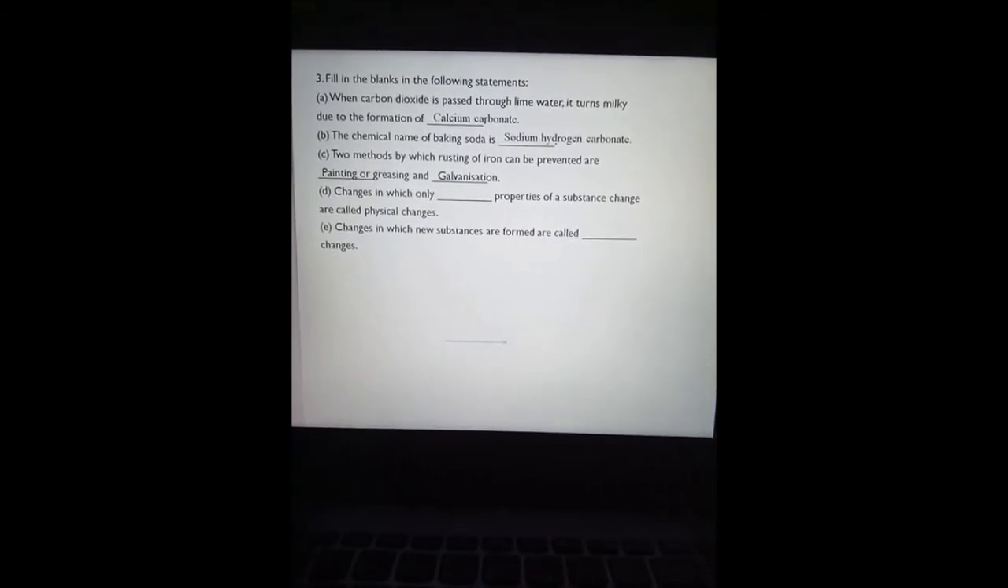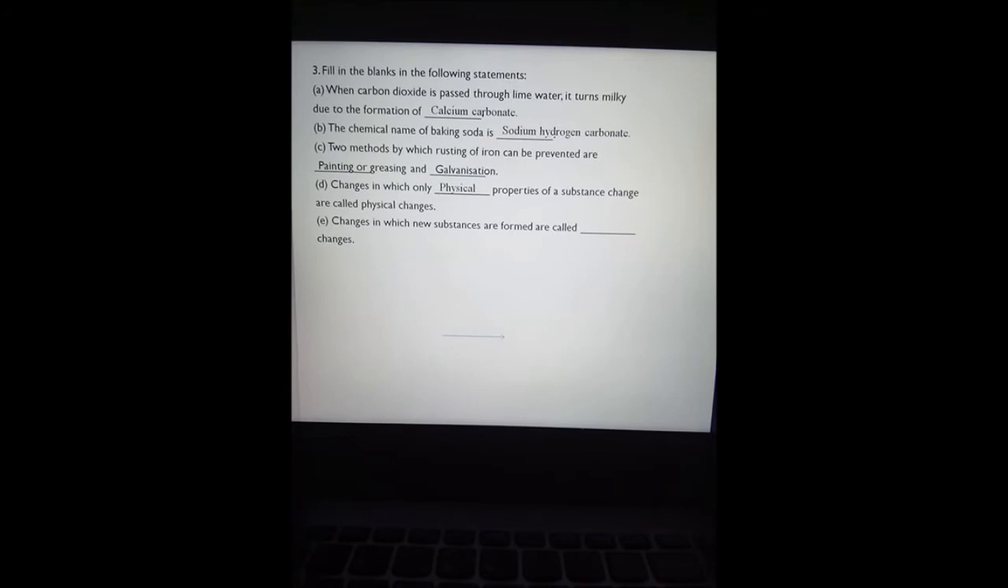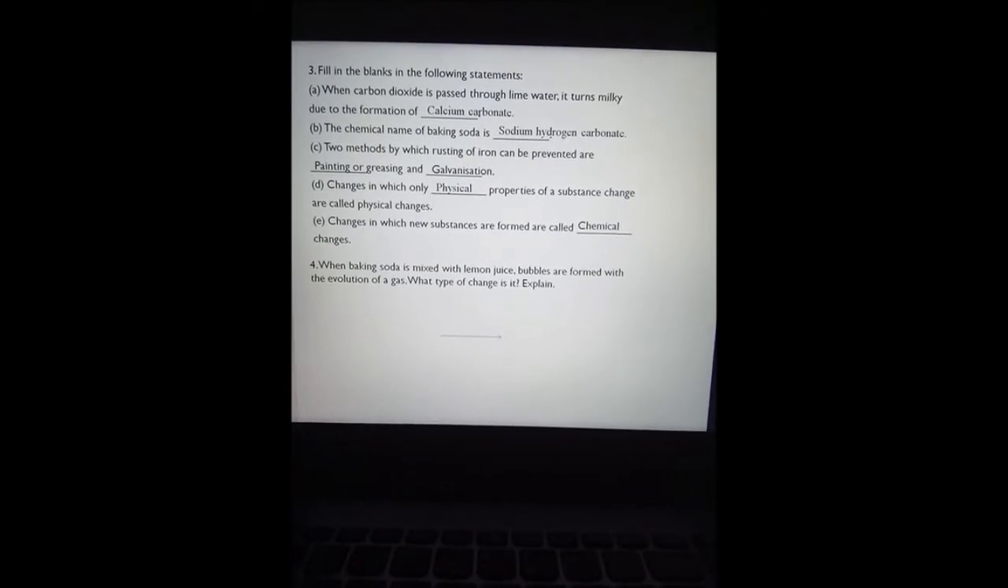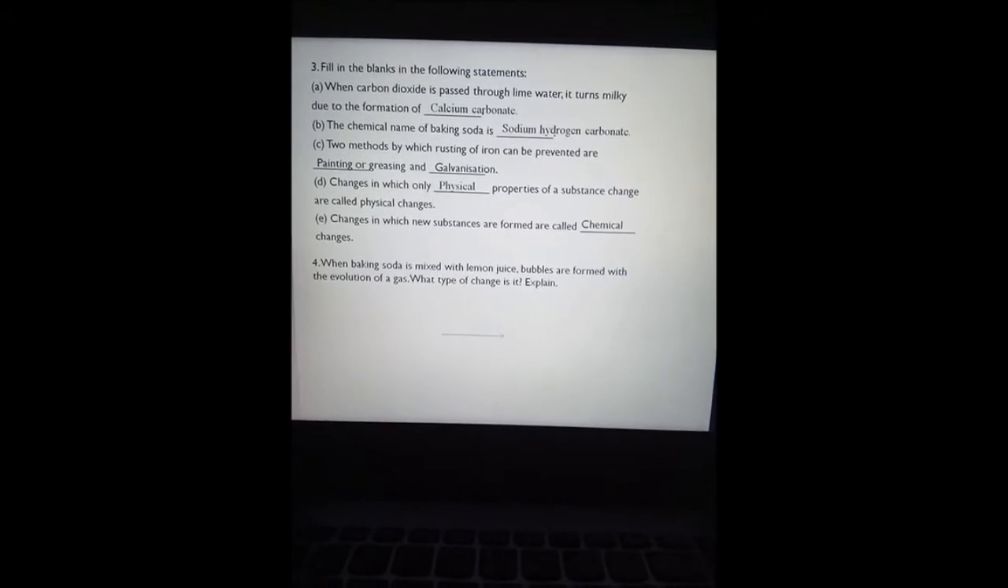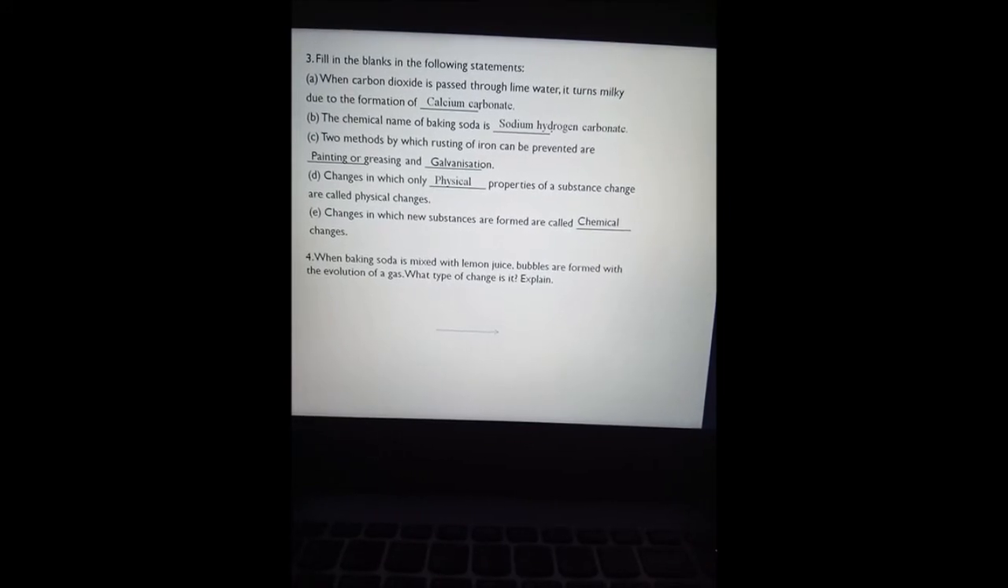Changes in which only dash properties of a substance change are called physical changes. Of course, physical properties. Changes in which new substances are formed are called chemical changes. This is an easy question. When baking soda is mixed with lemon juice, bubbles are formed with evolution of gas. What type of change is it? Explain. Okay, the answer goes like this.